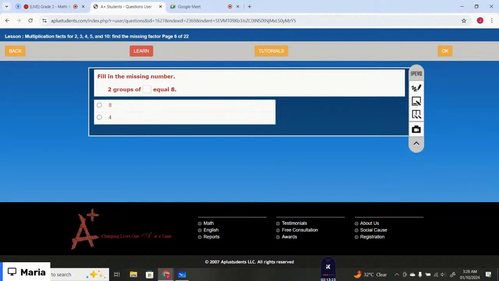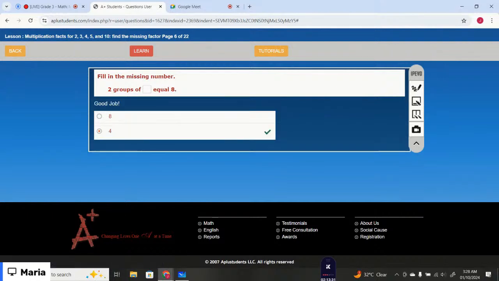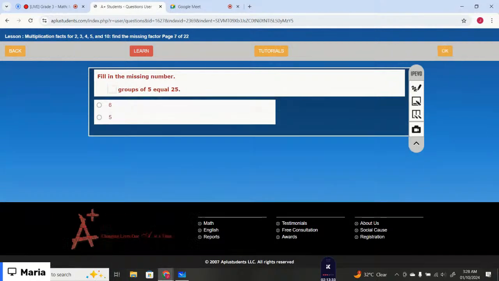Two groups of 4 is 8. So the correct option is 4. Very good. That is the second option. Fill in the missing number. How many groups of 5 equals 25? So which is the correct option?